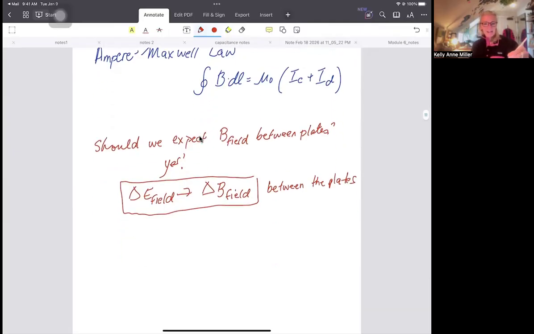And I just want to make sure that it's really clear that this is essential for how E&M waves propagate through space.